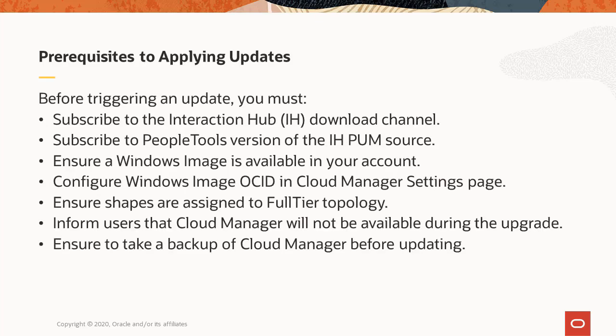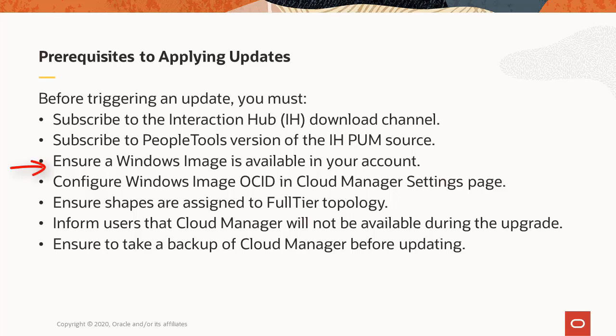You need to perform the following steps prior to triggering the update. Subscribe to the Interaction Hub download channel. The latest updates for Interaction Hub must be downloaded before starting the upgrade process. Subscribe to the PeopleTools version of the Interaction Hub PUM source. If the update includes a PeopleTools upgrade, it will be listed on the Manage Updates page.